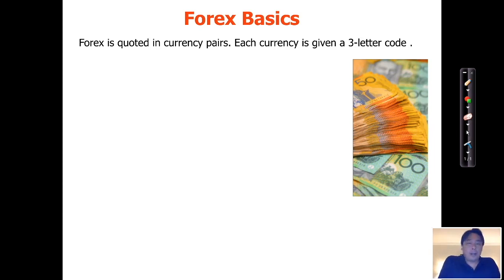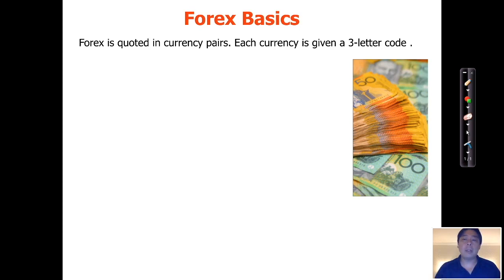Forex basics. If you know nothing about Forex, understand that Forex is always quoted in currency pairs. So it's unlike the stock market. In the stock market, you ask, what's the price of Facebook? Facebook's $160. That's it. That's one stock. But in currency, you can't ask what is the price of the US dollar. The price of the US dollar versus what? Versus the euro, versus the yen. So currency is always quoted in pairs, one currency being exchanged for another currency.